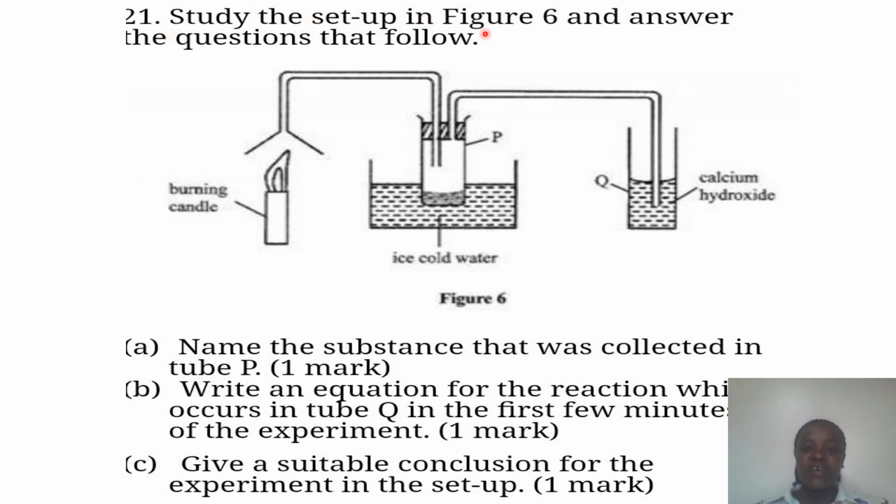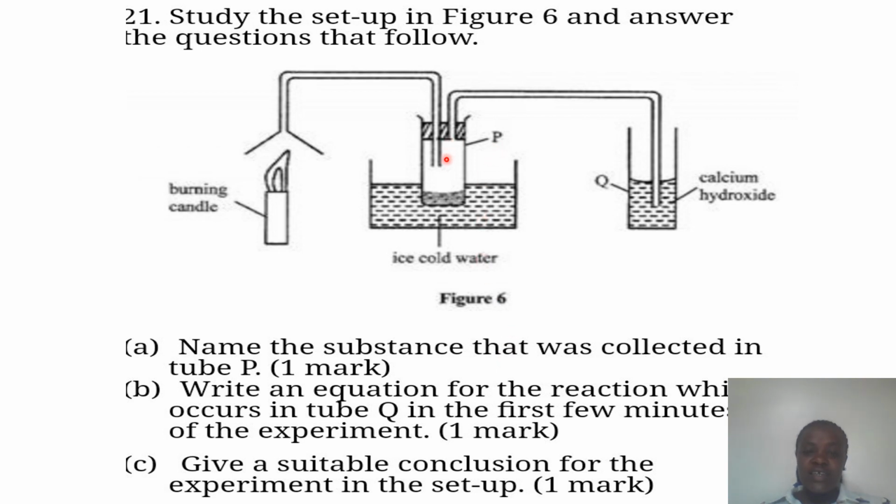Study the setup in figure 6 and answer the questions that follow. So we have our burning candle here, then our delivery tube, then our first test tube P, then we have ice cold water. Again, we have another delivery tube to test tube Q that is containing calcium hydroxide solution. So, name the substance that was collected in test tube P.